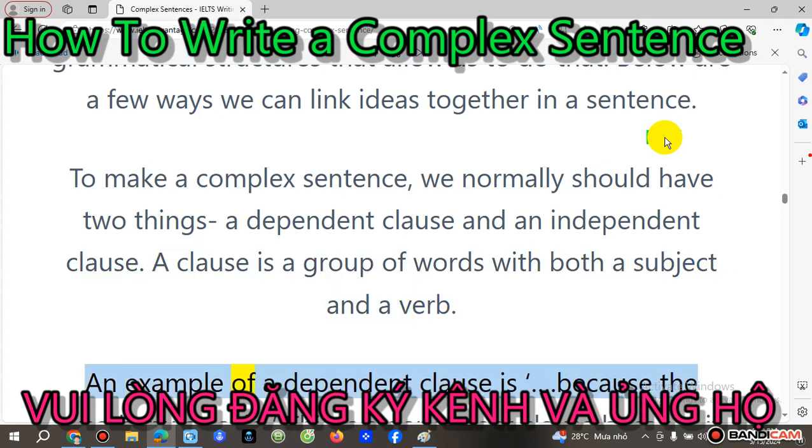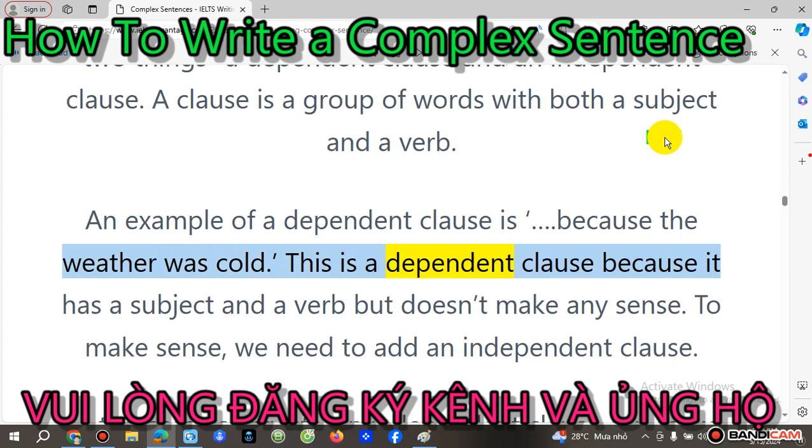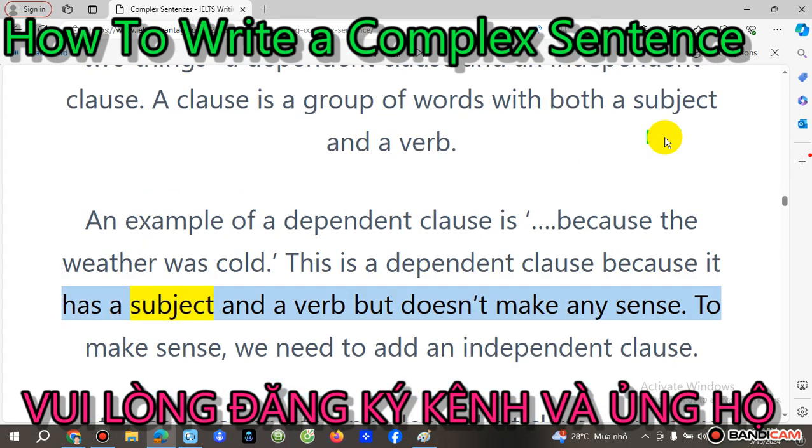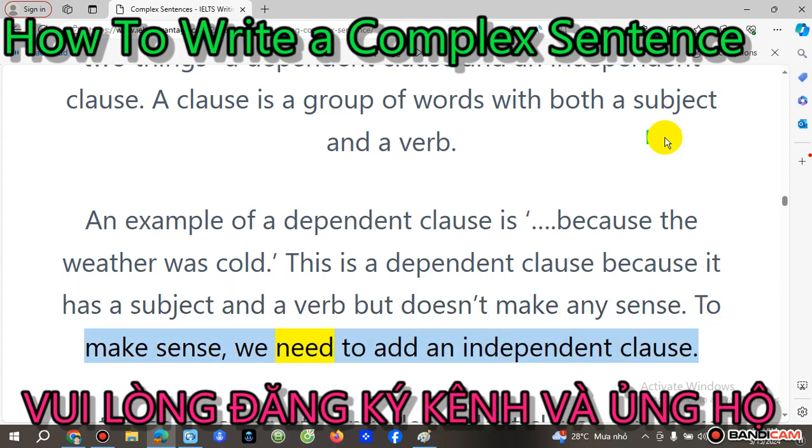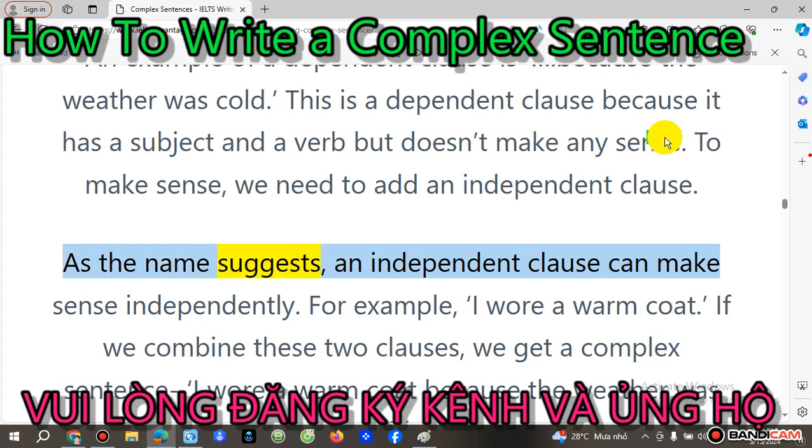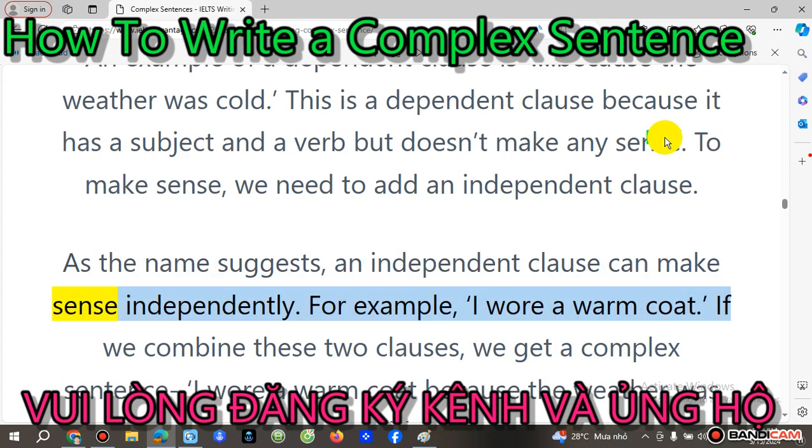An example of a dependent clause is, because the weather was cold. This is a dependent clause because it has a subject and a verb but doesn't make any sense. To make sense, we need to add an independent clause. As the name suggests, an independent clause can make sense independently. For example, I wore a warm coat.